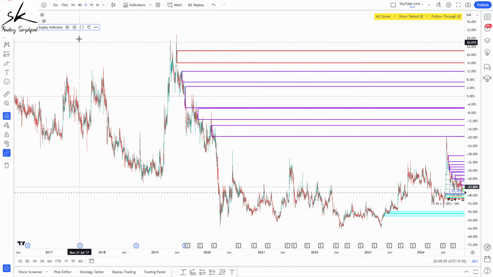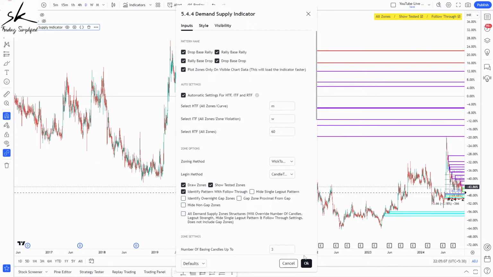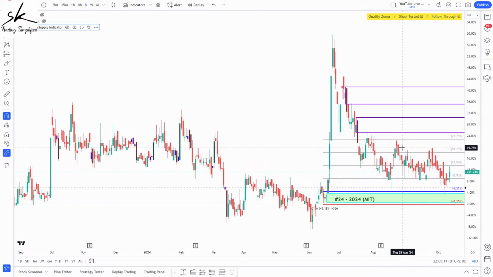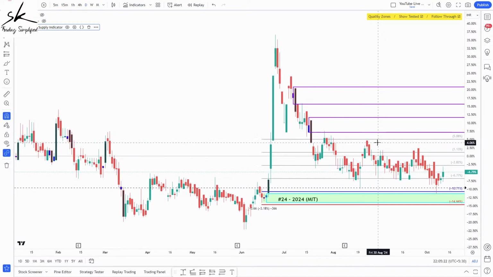So reward to risk ratio was not a challenge, but let's say you still want to have some partial profit booking, then you can see even your very first tested quality zone is pretty far away, at least a little over 4 is to 1. So definitely reward to risk ratio was not a challenge, which made it a tradable opportunity for us.